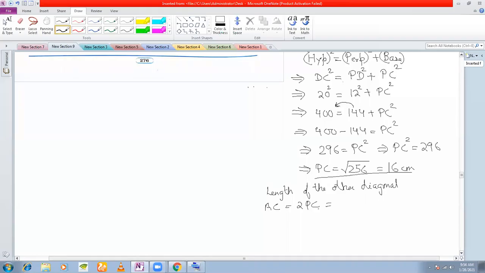So therefore, the length of the other diagonal AC is equal to twice of PC, which is 2 into 16, which is 32 centimeter. So now you know the length of both the diagonals. Hence, what is the area of the rhombus? Hence, area of the rhombus ABCD.